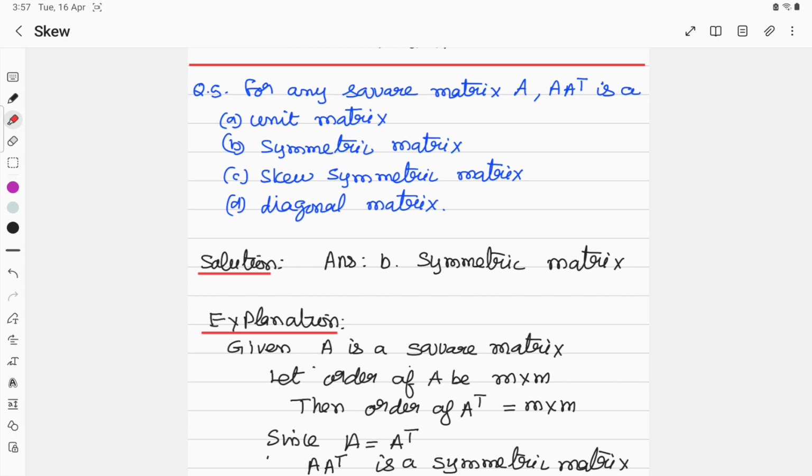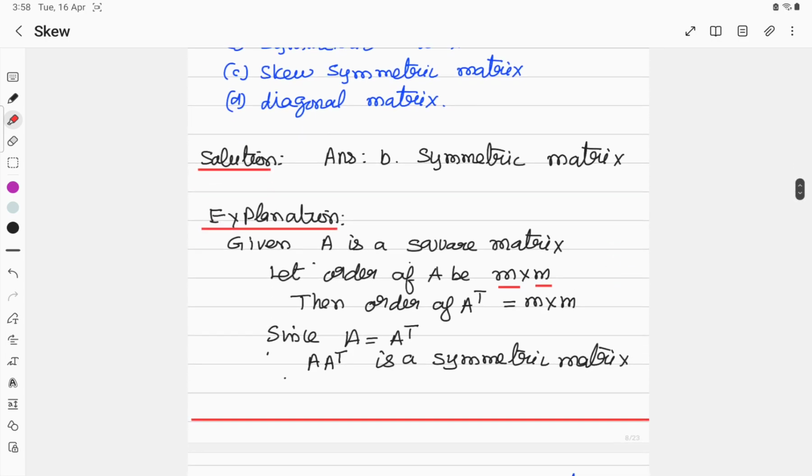How? Given A is a square matrix. Let the order of A be m by n. Square matrix, now the order, rows and columns are equal. Then the order of A transpose is equal to m into n. Since A is equal to A transpose, A A transpose is a symmetric matrix.